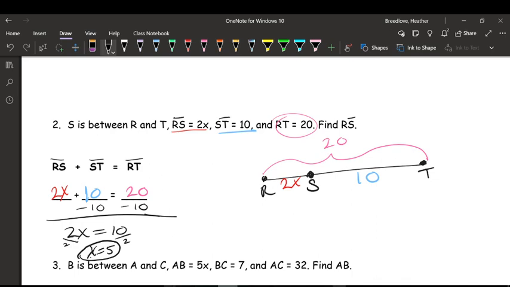Recommended. So now I've found x is 5, but I'm looking for RS, right? It says find RS. This is RS. So I'm going to take x as 5 and plug it in there. So it's 2 times 5, which is 10, is RS.